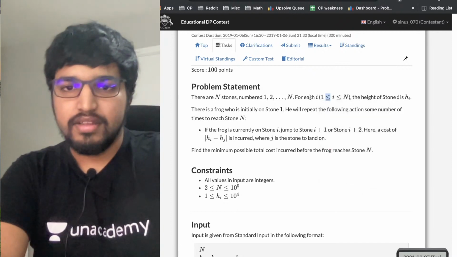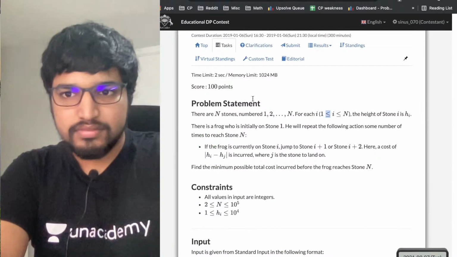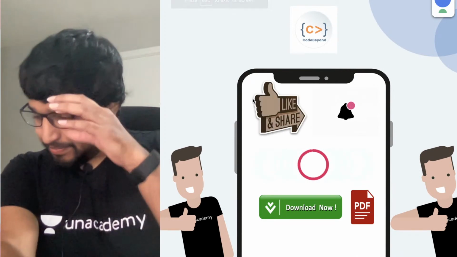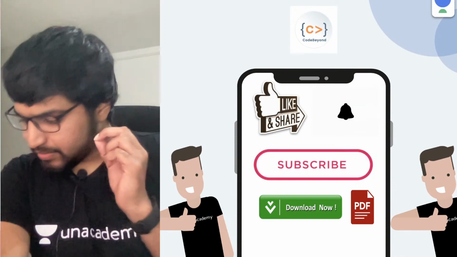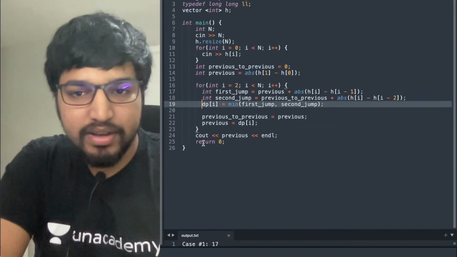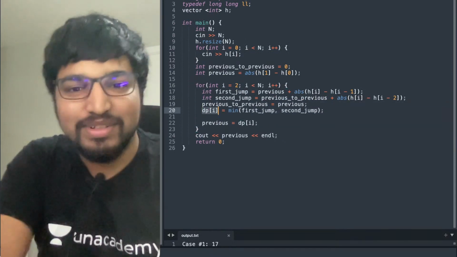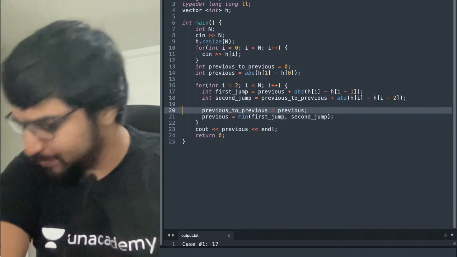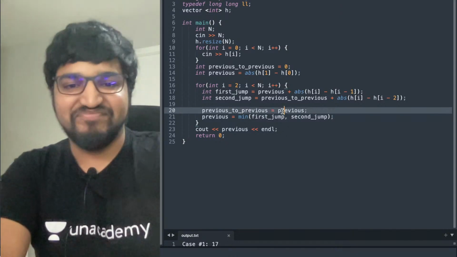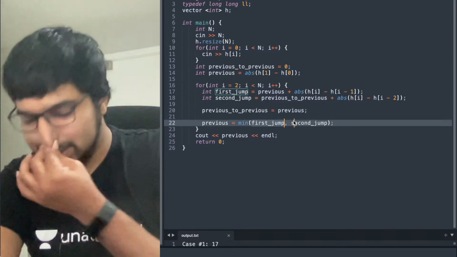All right. Awesome. Oh, one sec. I think I made a small mistake here. Sorry, dp of I isn't even present here. Previous equals... Thanks for correcting me over there. So this is it. Previous to previous equals previous, and previous is equal to min of first jump, second jump. That's correct. Just a small correction there.